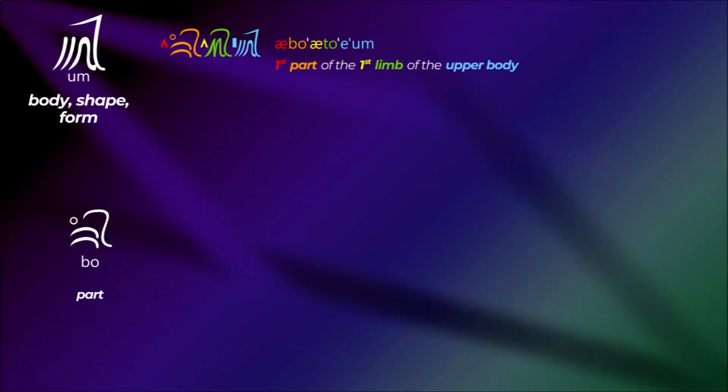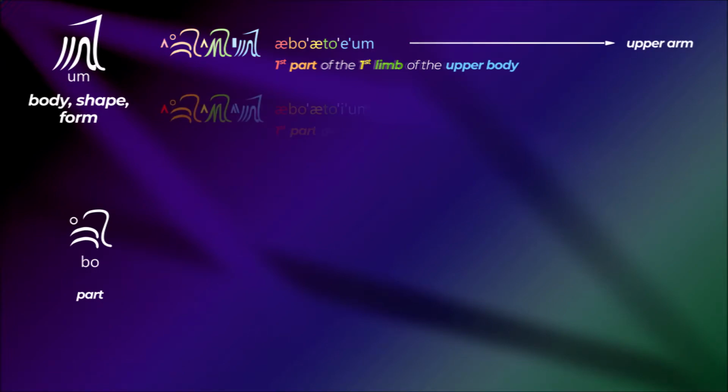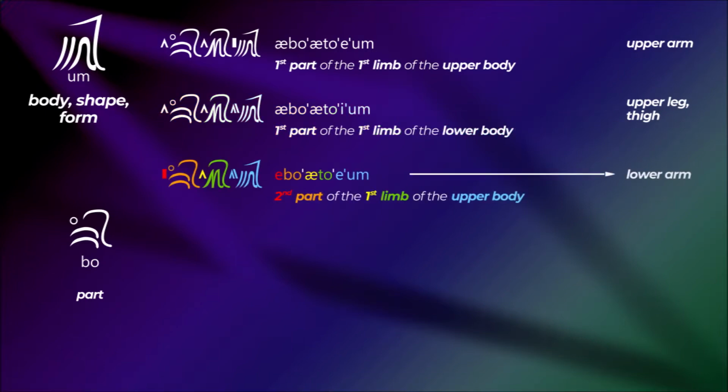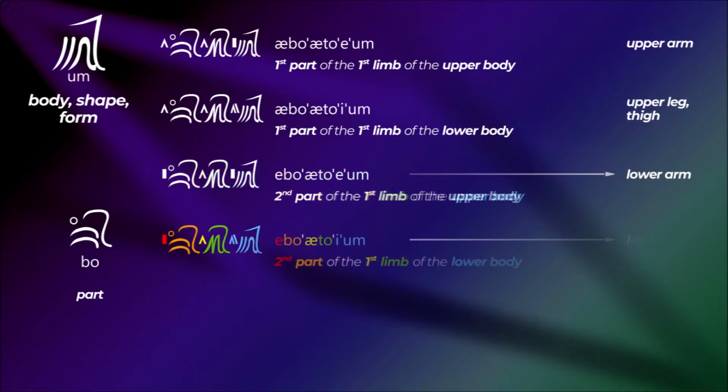Following the ramification logic, when you extend your arms and follow along from the center of the body outwards, the first part of the arm is your upper arm. Same logic for the lower body. From the waist down, the first part of the leg is aibo aito ium, the upper leg or thigh. The second part of the first limb of the upper body is your lower arm, and the second part of the first limb of the lower body is your lower leg.